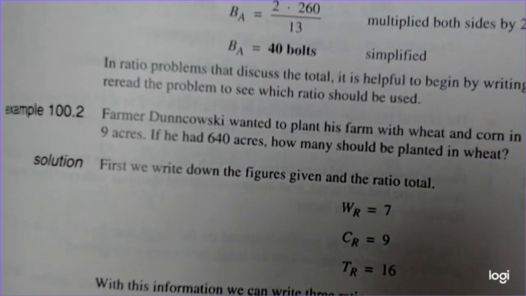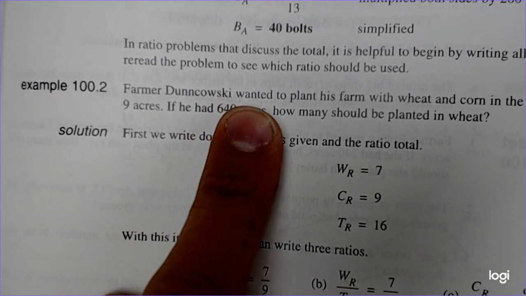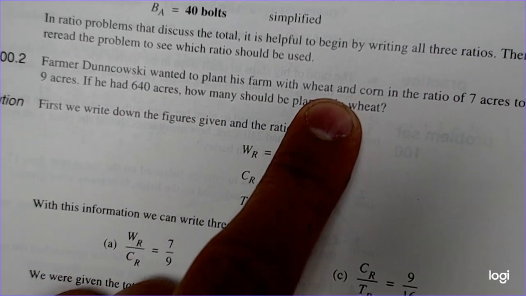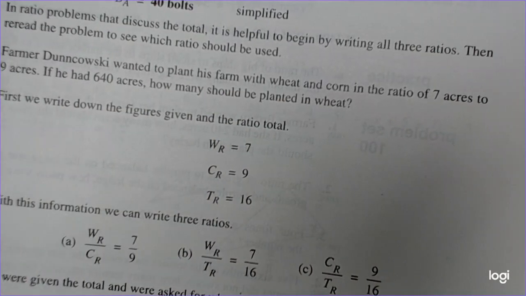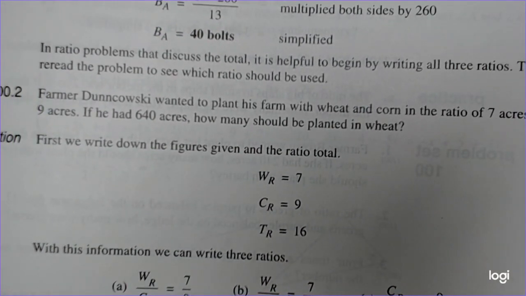Let's see here. They say Farmer Dunkowski wanted to plant his farm with wheat and corn in the ratio of 7 acres to 9 acres. If he had 640 acres, how many should be planted in wheat?